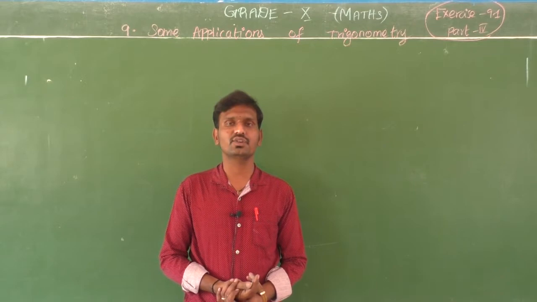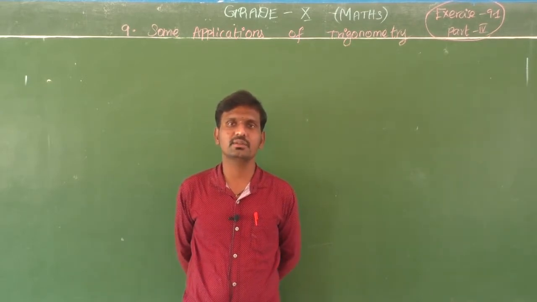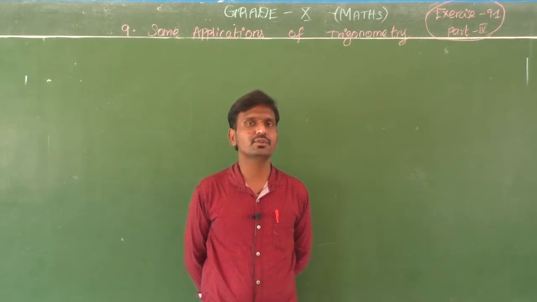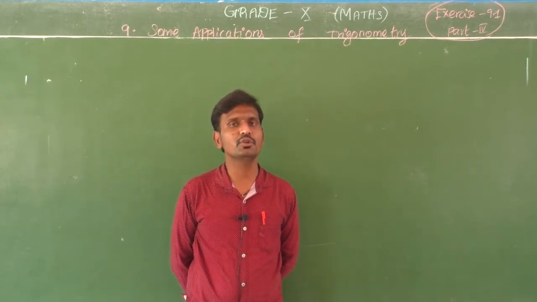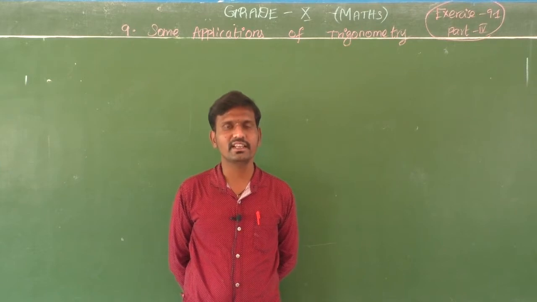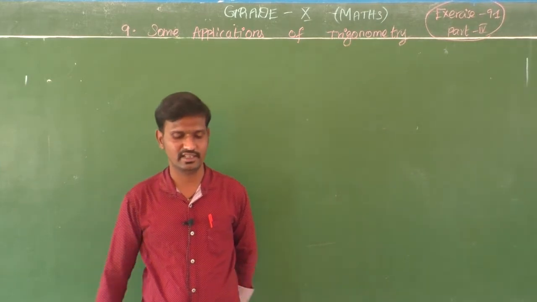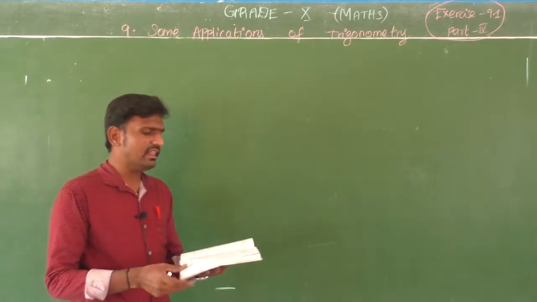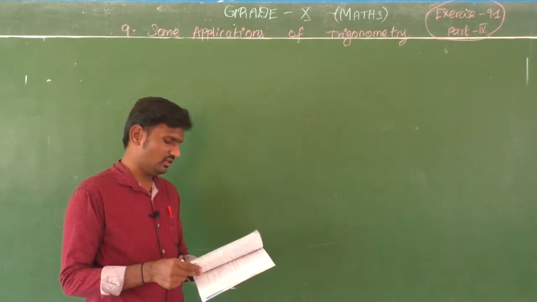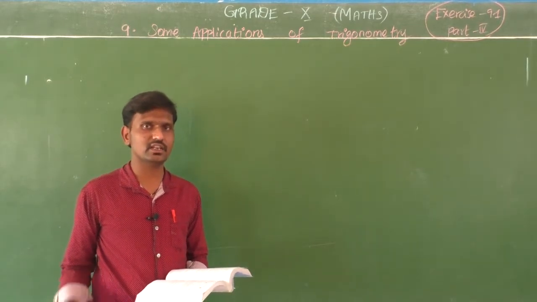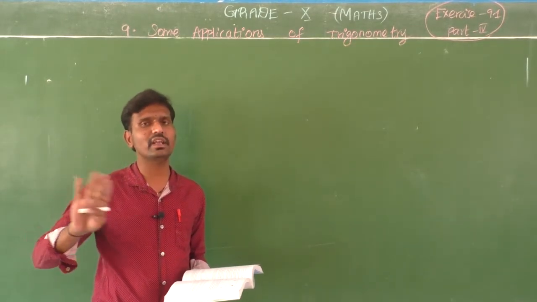This is the class that continues chapter number 9, some applications of trigonometry. In your previous 3 classes we almost completed all these problems. The remaining problems only we are going to complete now. In exercise 9.1 we already completed the first 11 sums, 1 to 11 fully completed.